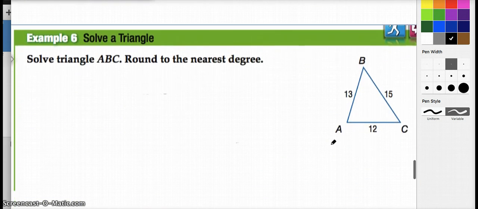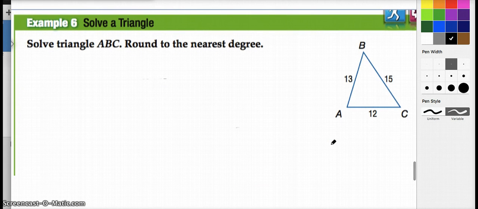And here we have this last one, solve a triangle. And remember, when we solve a triangle, we find out all the information about their angles. So solve the triangle ABC, round to the nearest degree. Here we have three sides that were given. Obviously, when you've got these three sides, you couldn't use law of sines. So this is a law of cosines situation.